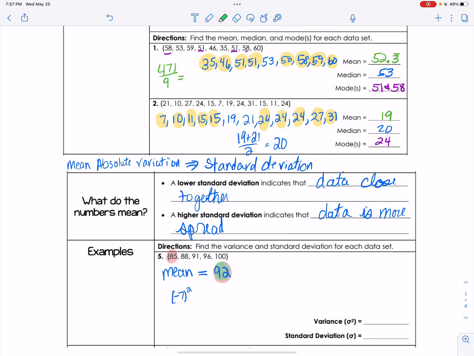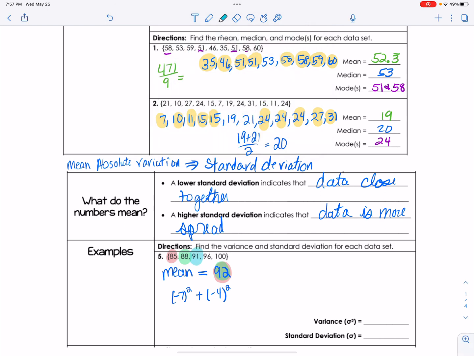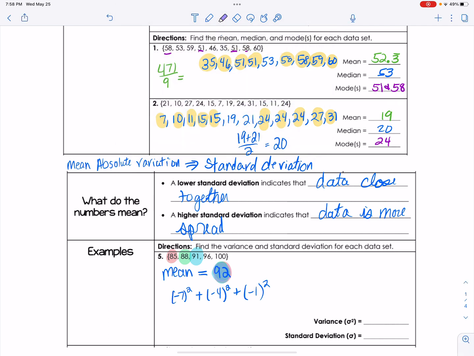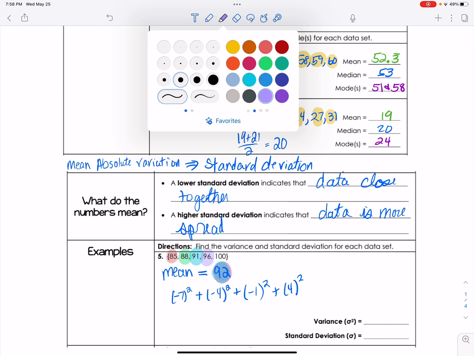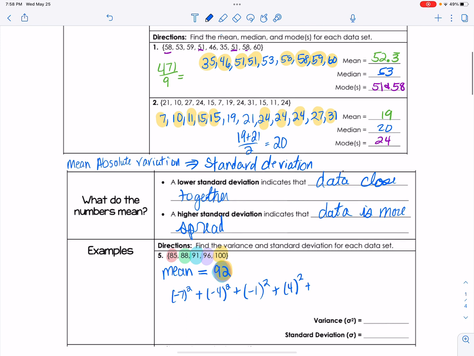Then if I look at the next one, I'm doing 92 and 88, and I'm going to add that with a -4 squared. We're going to talk more about what these numbers mean next week. I just want you to practice this. So 91 out of 92, that's plus a -1 squared. Then 96 minus 92, so it's above it, that's 4 squared. And then the last one, 92 and 100, so that's going to be 8 squared.